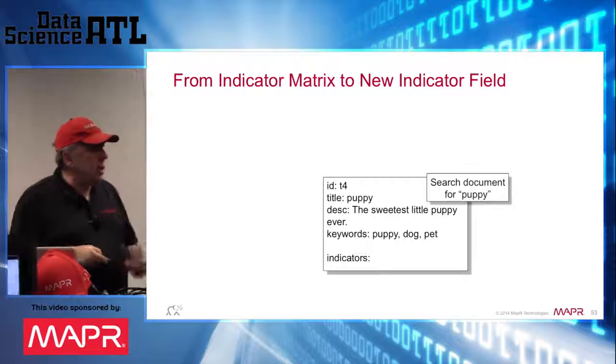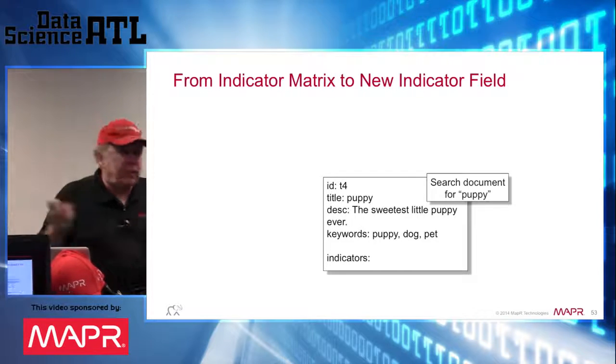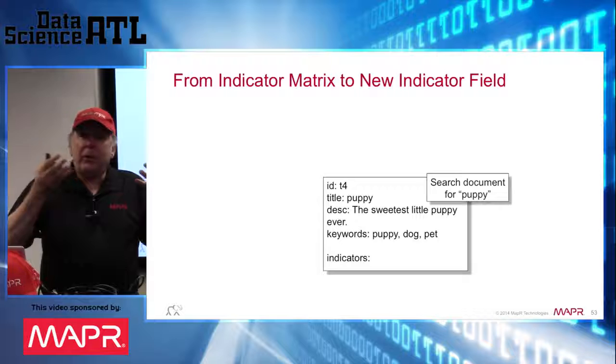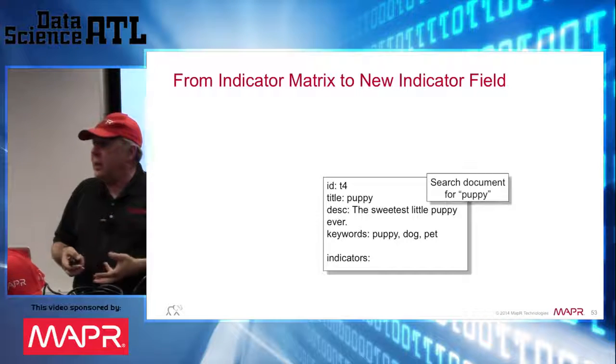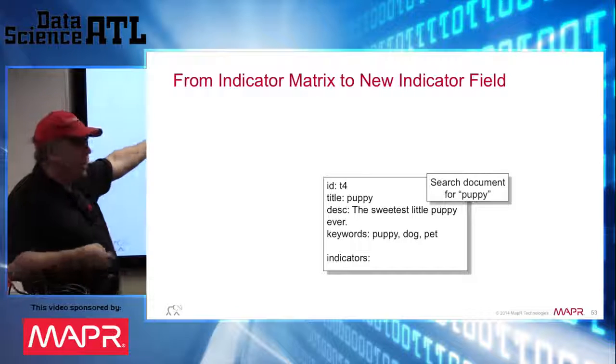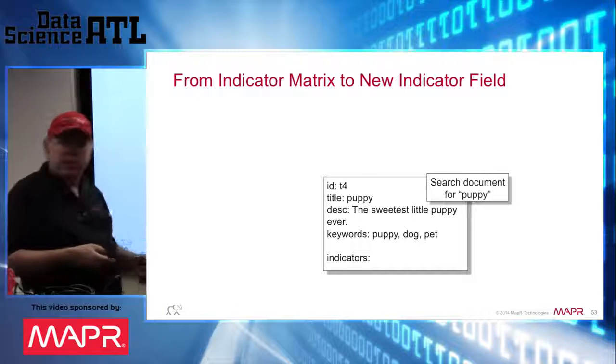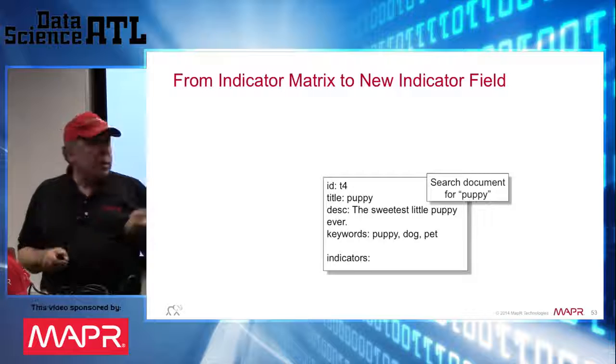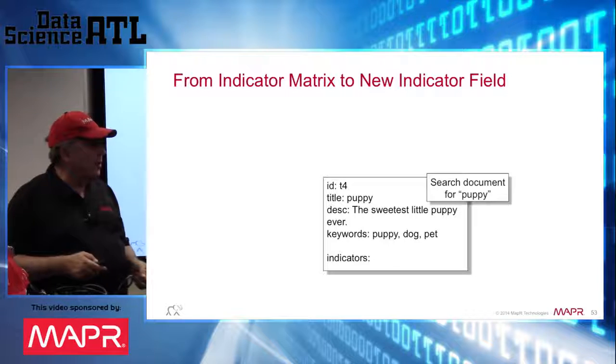Then we take a search engine. If we're selling products or something like that, we of course already have a search engine. It's already got an entry for puppy in this case. It's got a title, a code, a description, keywords, all of that sort of thing. We already have that, so we're going to add one more field.